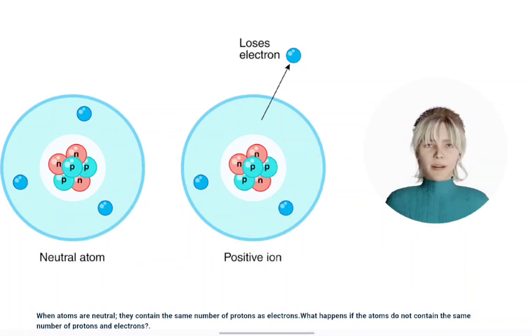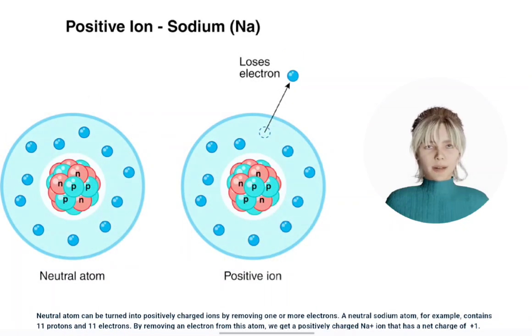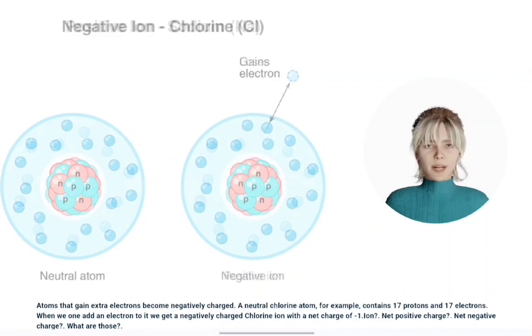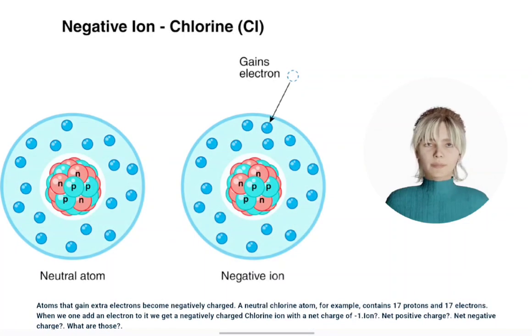A neutral atom can be turned into a positively charged ion by removing one or more electrons. A neutral sodium atom, for example, contains 11 protons and 11 electrons. By removing an electron from this atom, we get a positively charged Na+ ion that has a net charge of +1. Atoms that gain extra electrons become negatively charged. A neutral chlorine atom, for example, contains 17 protons and 17 electrons. When we add an electron to it, we get a negatively charged chlorine ion with a net charge of -1.